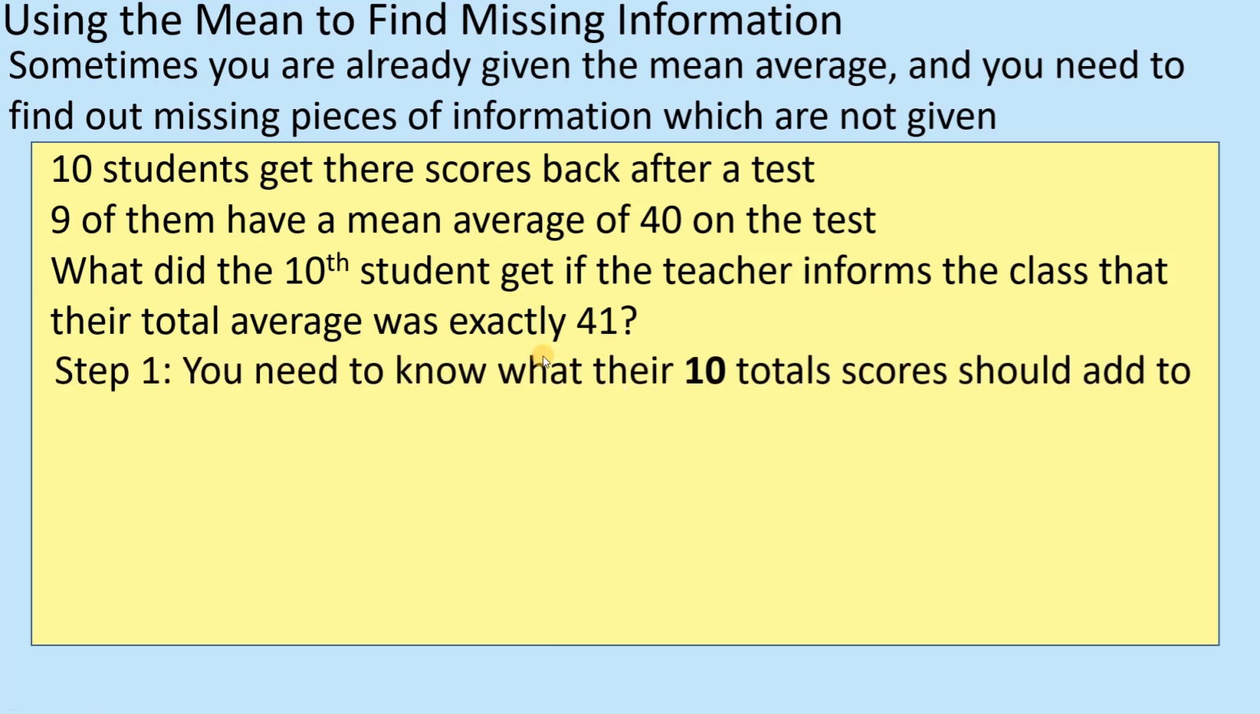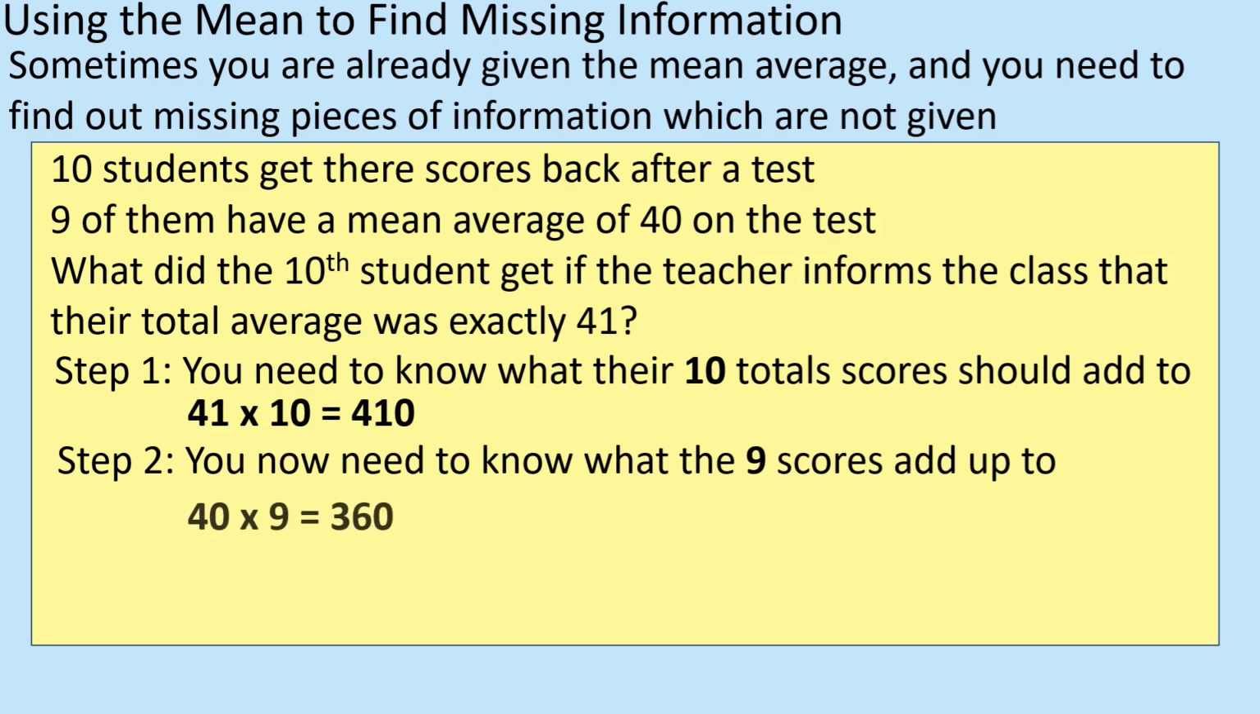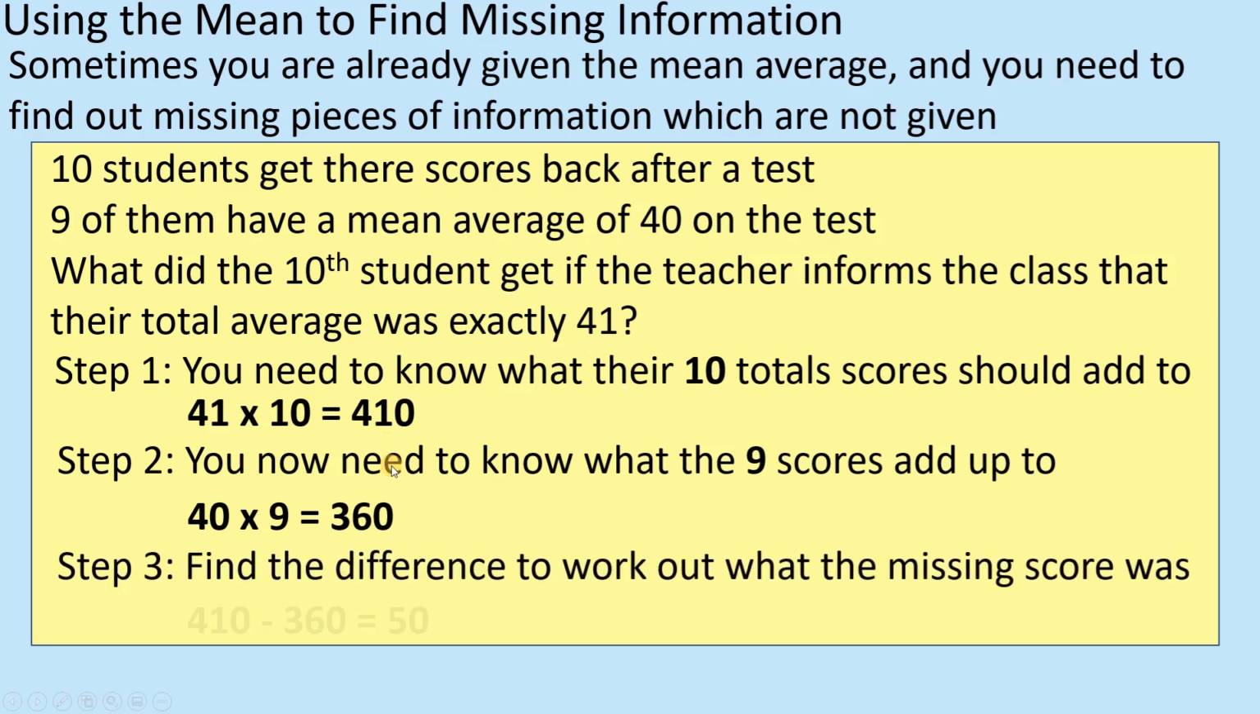So you need to know what the 10 total scores should add up to. That's going to be 41 times 10, so that's 410. We also need to know what the 9 scores add up to, which is 40 times 9, which is 360. Now you can see that when this last person, the 10th student, puts their score in, the gap in between must be their score, because we had an average of 40, then an average of 41 based on that additional result. So the additional result must be 410 take away 360. So that person must have got 50.